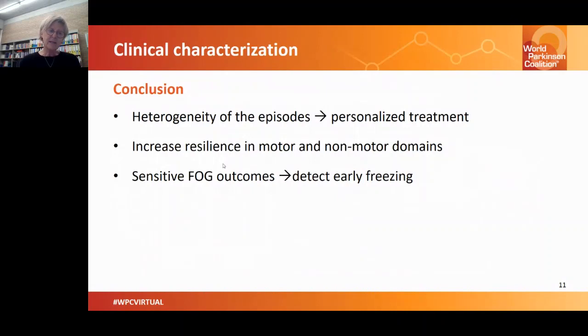So finally then, I would like to conclude that the heterogeneity of freezing episodes is very important to understand to be able to design personalized treatments. I also believe that we need to increase the resilience of freezers in both motor and non-motor domains to improve freezing of gait. And finally, we really need to solve the bottleneck of finding sensitive freezing outcomes to detect subtle and early freezing, and that allows us to start treatment early as well.